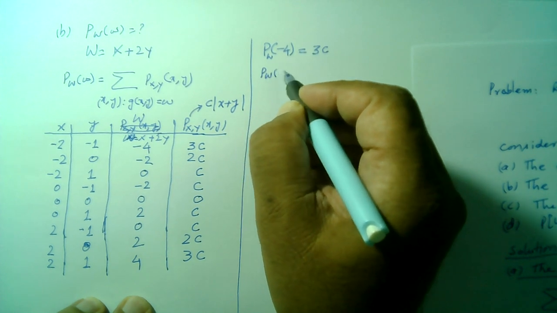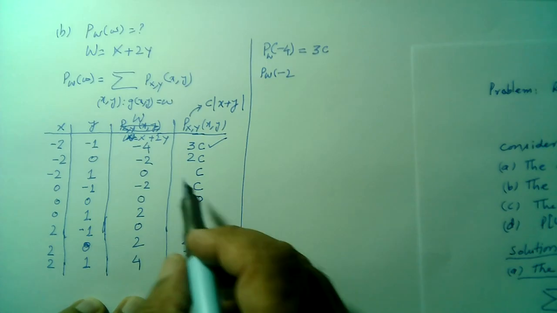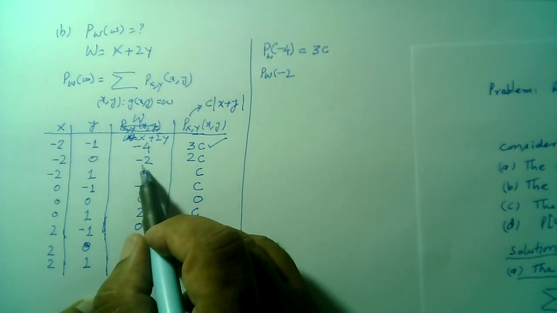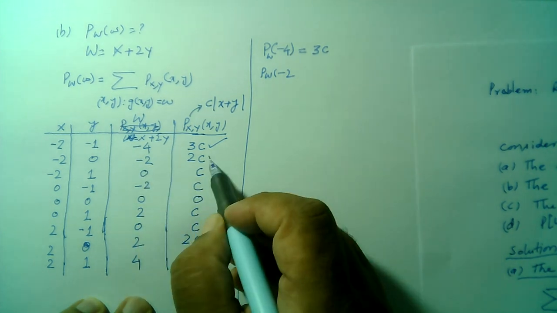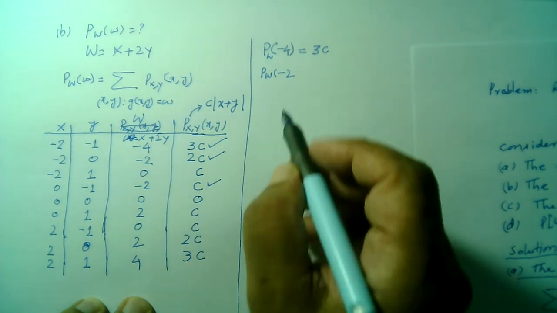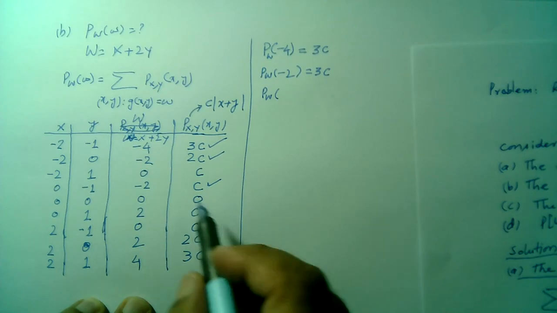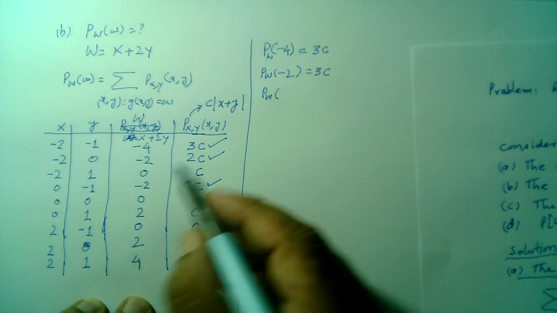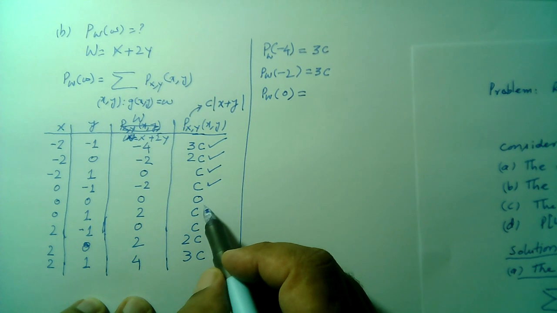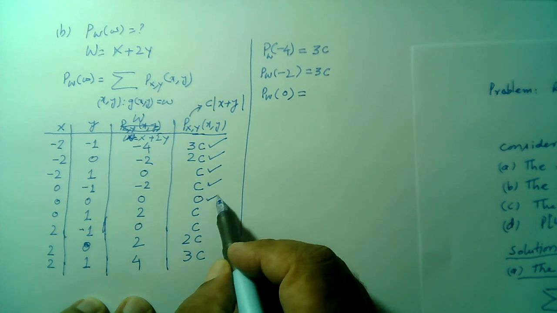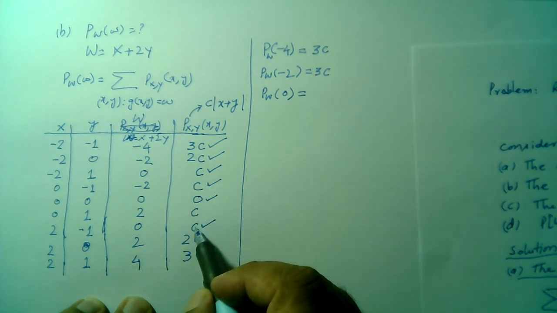Similarly, the probability that w takes on minus 2, so we have evaluated this. Minus 2 occurs here and here also. So this is 2c plus c, so that should be equal to 3c. And next, the probability that w takes on 0, right? So 0 is c here once, then this is 0 here, and a c here. So c plus c plus 0, that is 2c.